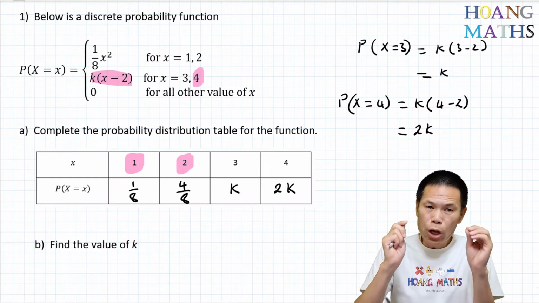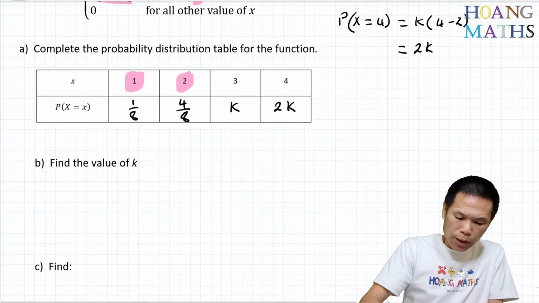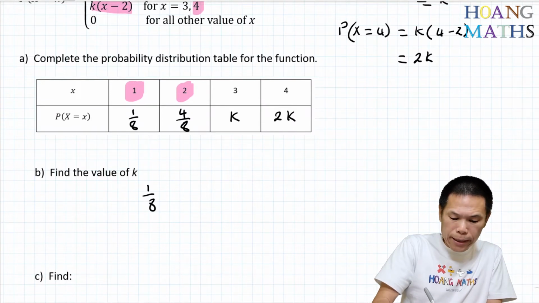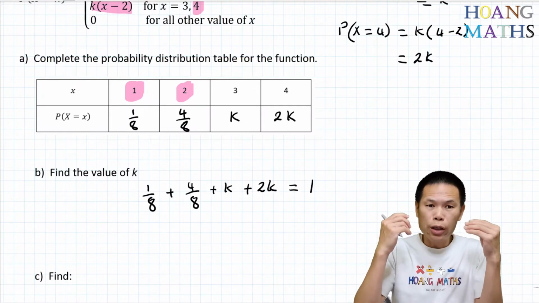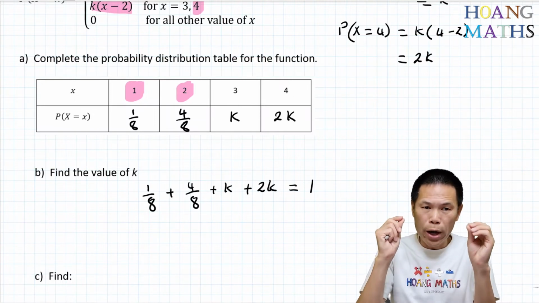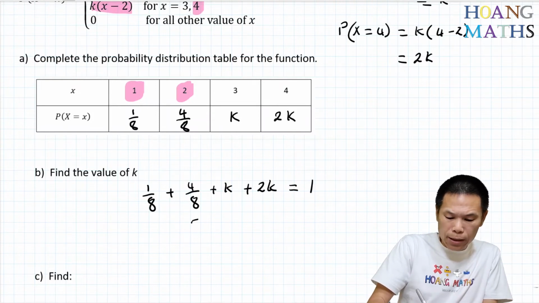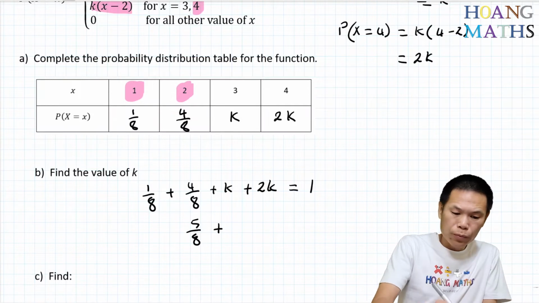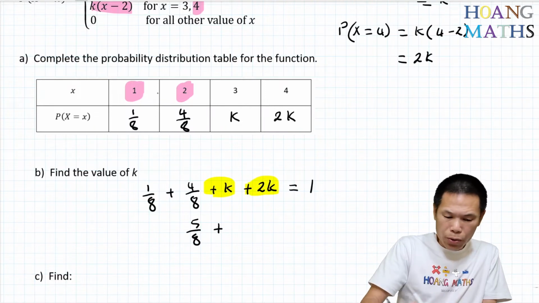To do this, we know that for a probability function, all the probabilities must add up to give me 1. In other words, let me just write this down. 1/8 plus 4/8 plus k plus 2k must give me 1 because it is a probability function. So 4/8 plus 1/8 is 5/8, and then we have k plus 2k, which gives me 3k. So 3k is equal to 1.